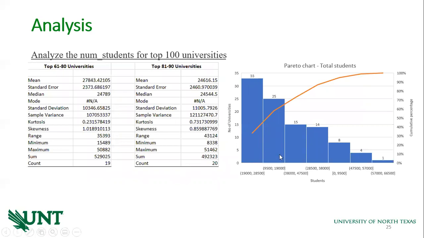If you look at this Pareto chart, almost 80% of the students are joining in 58 colleges. The Pareto chart helps us identify this trend. We call it the 80-20 rule, which means 80% of things happen because of 20% of incidents.